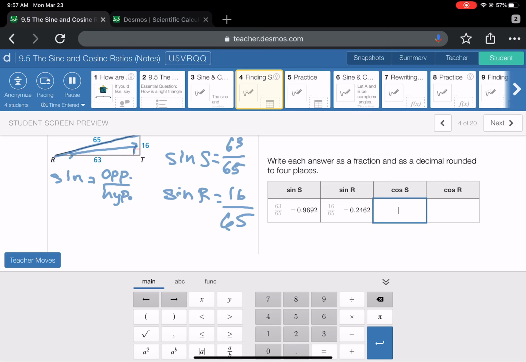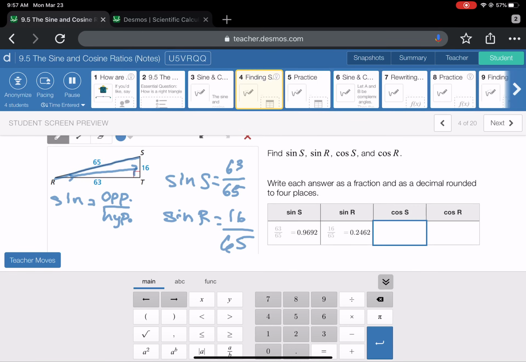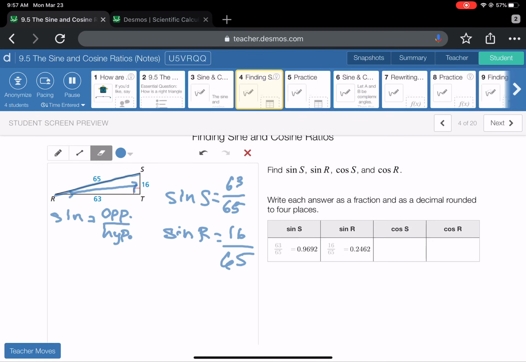Okay, so that's exactly what we're doing to find sine. Now cosine is different. I'm going to erase. The only thing that changes is our numerator. To find cosine, instead of the opposite side, we want the adjacent side. So the cosine of angle S, let's start there. For cosine of angle S, it would be adjacent, so 16, over our hypotenuse, 65.